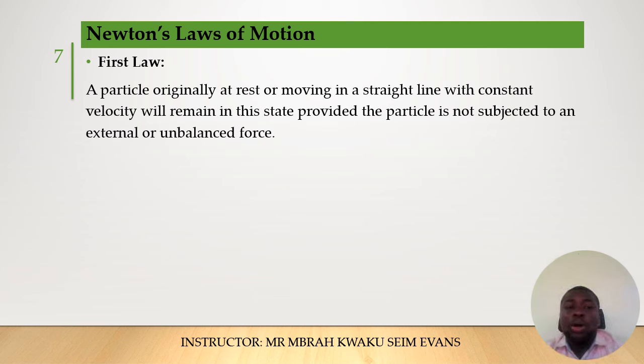Newton's laws of motion. Newton has three laws of motion: the first law, the second law, and the third law. What does the first law say? The first law says that a body, a particle, at rest or moving in a straight line with constant velocity will remain in this state provided the particle is not subjected to an external or unbalanced force.